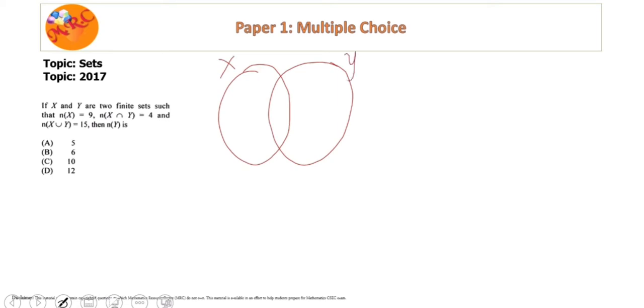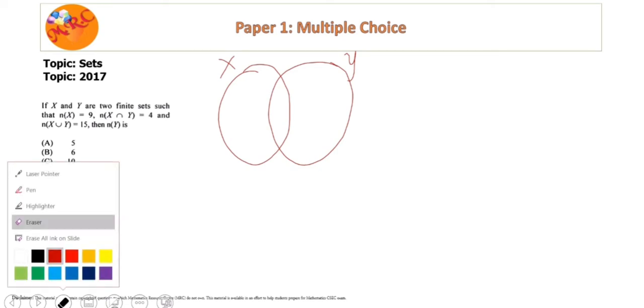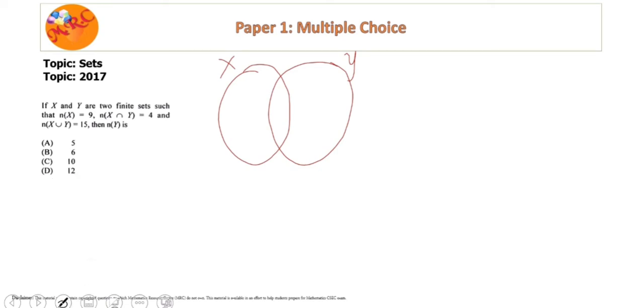The number of elements in x is 9. However, the intersection of x and y is 4, so we have 4 right here. The elements of x is 9, so if we take 4 out of 9, we're left with 5 on this side.